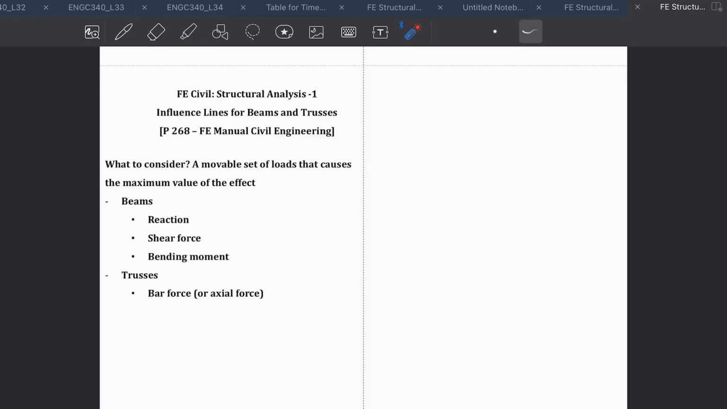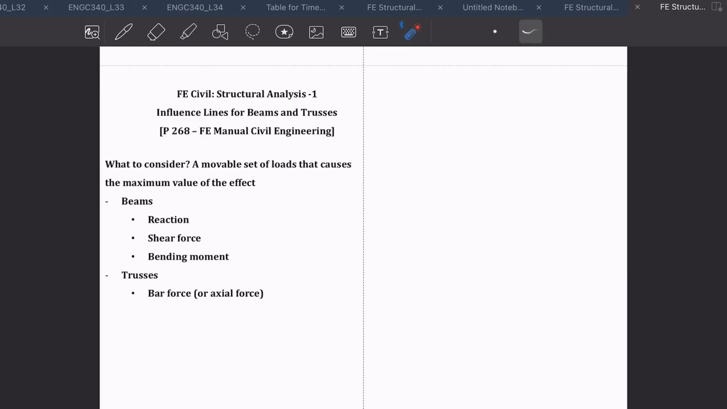Hello everyone. In this video, I will try my best to help you prepare for your FE exam for civil engineering in this structural analysis section. If you look at the FE manual on page 268, that's where the structural engineering section begins. The first part is structural analysis, starting with influence lines for beams and trusses.